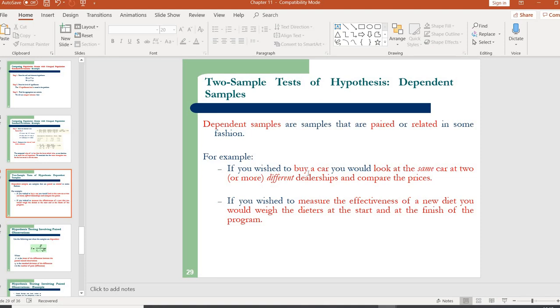If you wish, for instance, to buy a car, you look at the same car at two or more different dealerships and compare the prices. Another example: to measure the effectiveness of a new diet, you weigh the dieter at the start and at the finish of the program. You see how these examples show some sort of dependency.